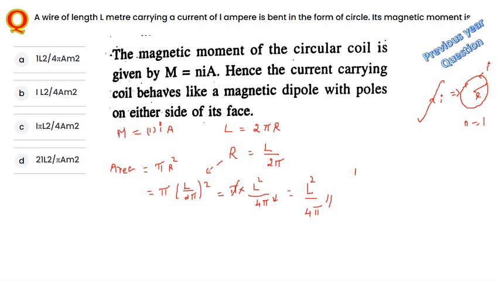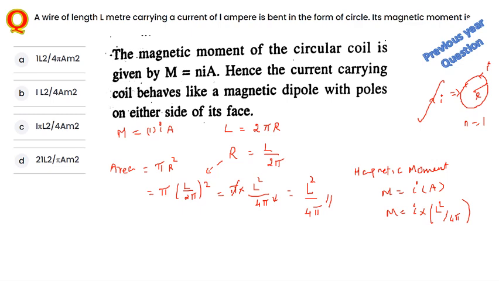So, magnetic moment. What is the magnetic moment formula? I have already mentioned it here. M is equal to current into area, so N is equal to 1. The current value here I just mentioned as I. The area you got here is L square divided by 4 pi. So the answer here is M is equal to I L square divided by 4 pi.